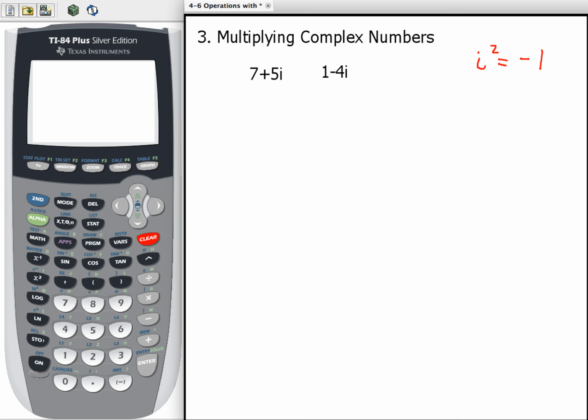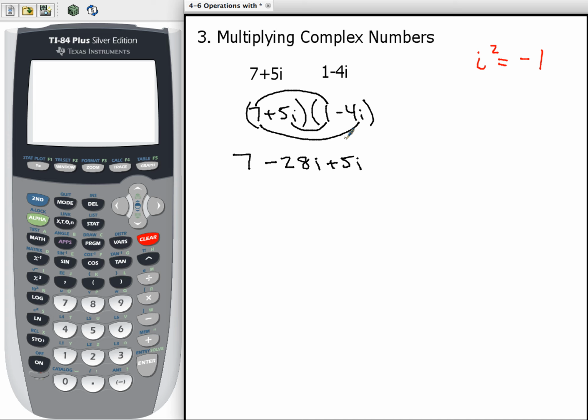So first we'll go ahead and just set them up. So if we multiply that, now a lot of times people refer to this as FOIL or the double distributive property. So 7 times 1, if I multiply those two, I get 7. And then 7 times minus 4i, I get negative 28i. And then 5i times 1, I get plus 5i. And then last, 5i times 4i, I get negative 20i squared.